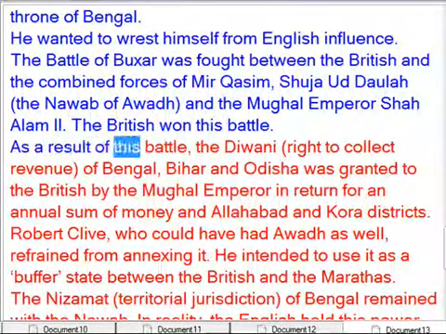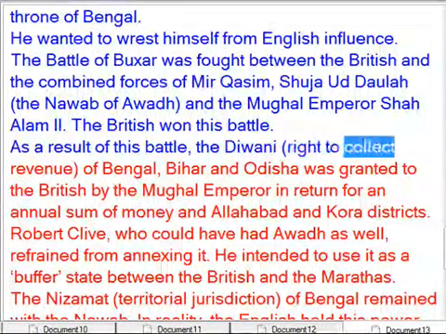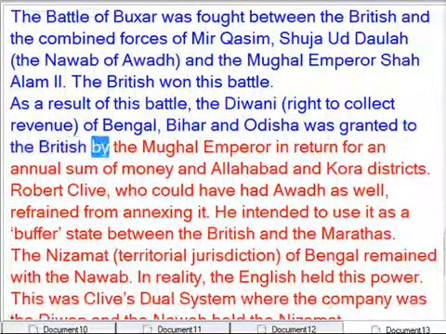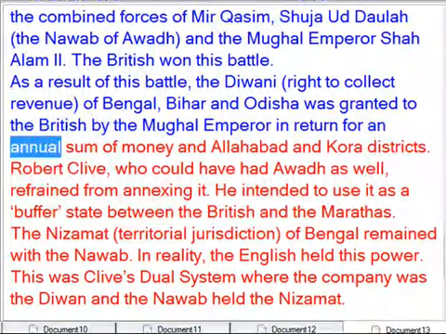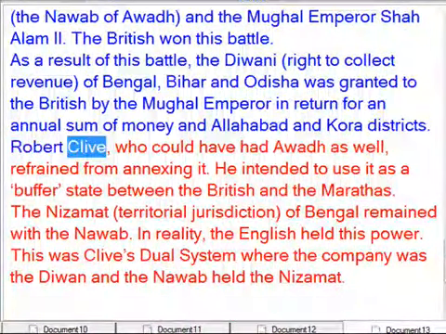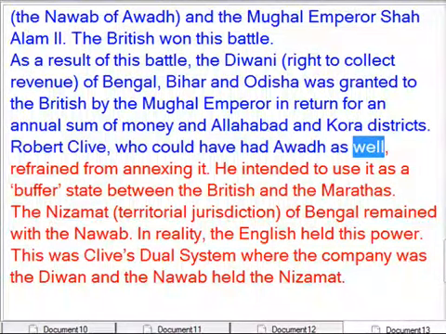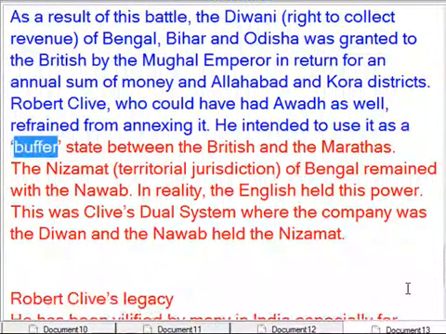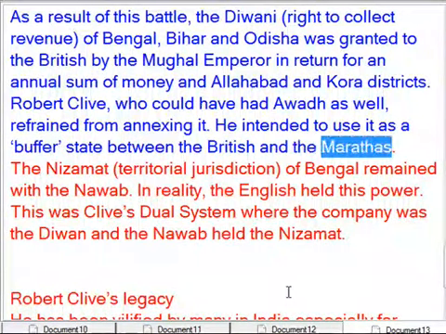As a result of this battle, the Diwani right to collect revenue of Bengal, Bihar and Odisha was granted to the British by the Mughal Emperor in return for an annual sum of money and the Allahabad and Kora districts. Robert Clive, who could have had Awadh as well, refrained from annexing it. He intended to use it as a buffer state between the British and the Marathas.